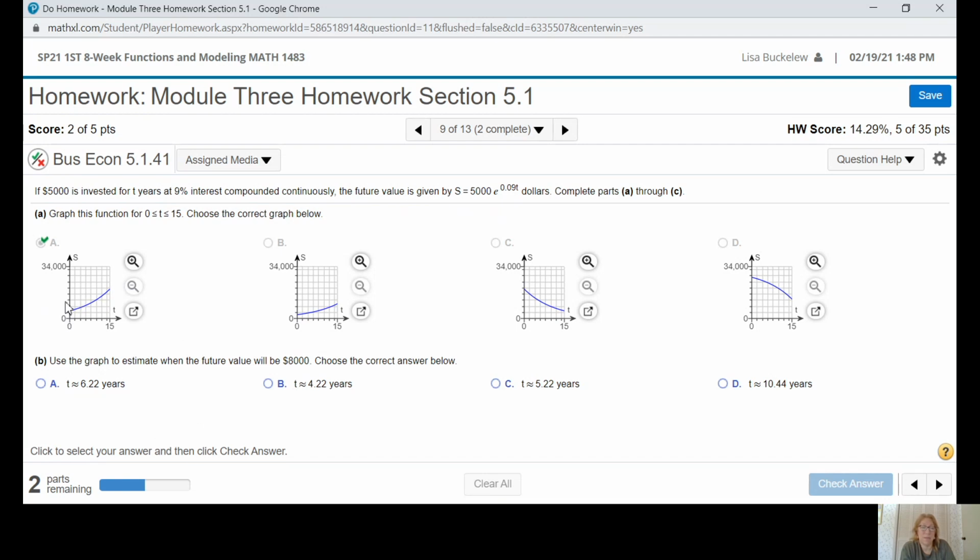Remember, it starts at 5,000. So we're going to find out where 8,000 is and just draw a line that's at a height of 8,000 across our graph and figure out where it hits that graph. So let me do that. Go back to our calculator.